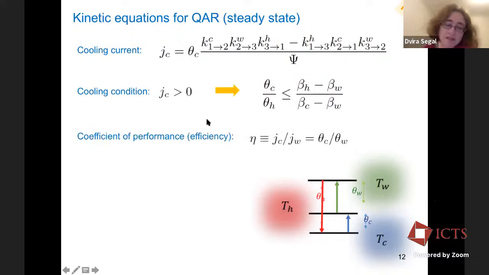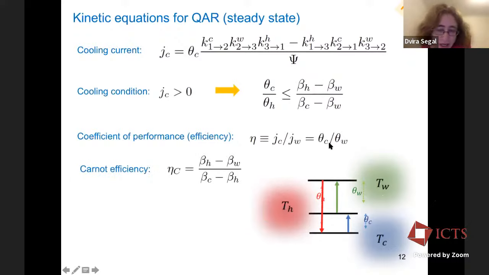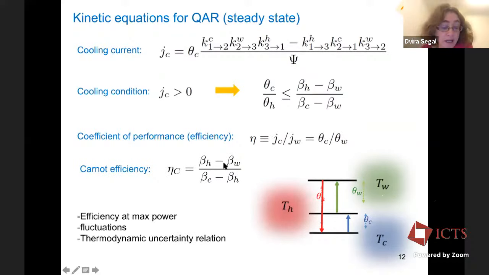And from there, you can continue, you can look at the coefficient of performance, which you can think about as a measure for the efficiency. You can analyze it in comparison to Carnot efficiency, and you can show that it's always bounded. And people have continued and looked at efficiency at max power, and fluctuations, and other relations here. So my point is that thinking about it in classical terms and using stochastic thermodynamics, you can analyze many interesting aspects of this machine.